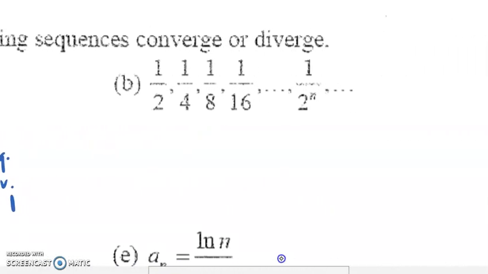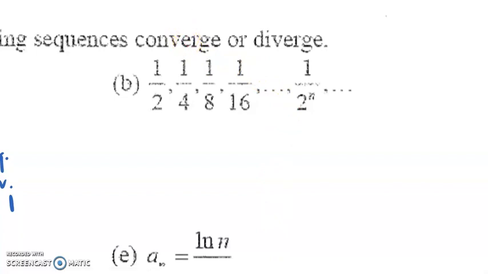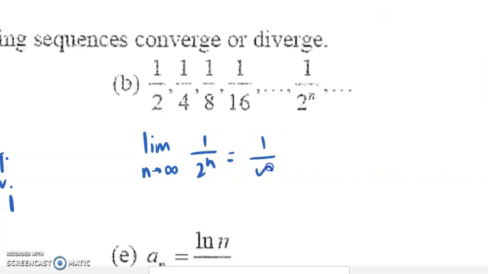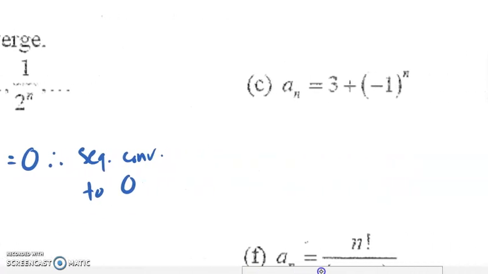All right, this next one, we've got 1/2, 1/8, 1/16, etc. The generic term, the nth term is 1 over 2 to the n. So we ask the question, what happens when we take the limit as n approaches infinity of 1 over 2 to the n? And we know that 2 to the n goes to infinity, so this is 1 over infinity, which equals 0. Therefore, the sequence converges to 0. And that's all we've got to do.